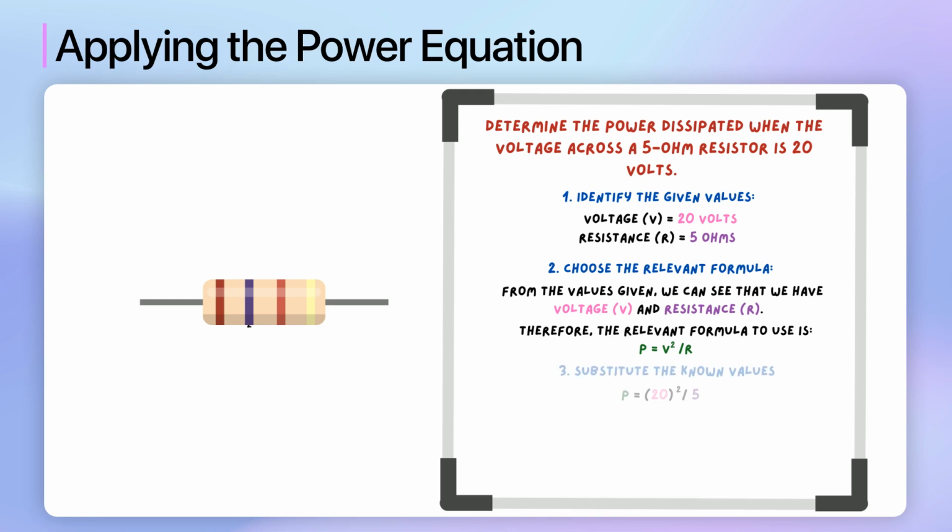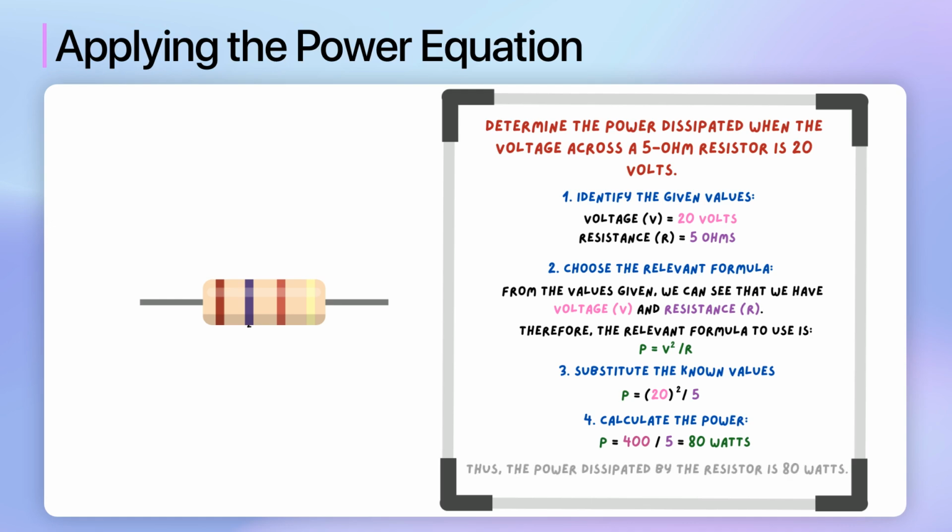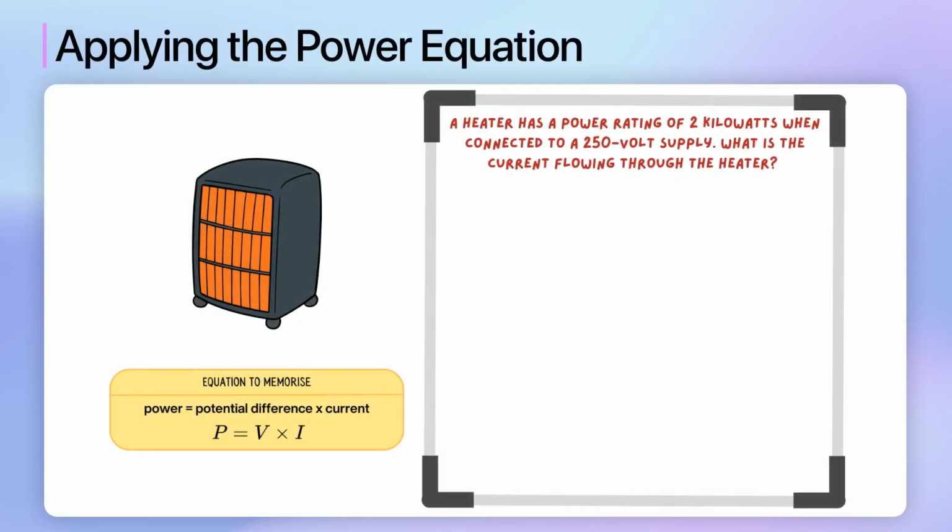Next, we need to substitute in the known values. This gives us P equals 20 squared over 5. Finally, we need to calculate this to see that P equals 80 watts. Thus, the power dissipated by the resistor is 80 watts. Let's try one more question. Suppose a heater has a power rating of 2 kilowatts when connected to a 250 volt supply.